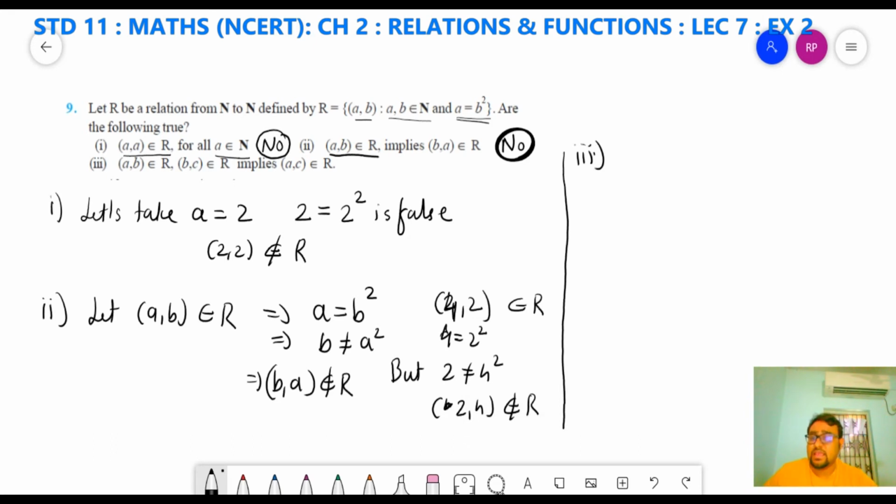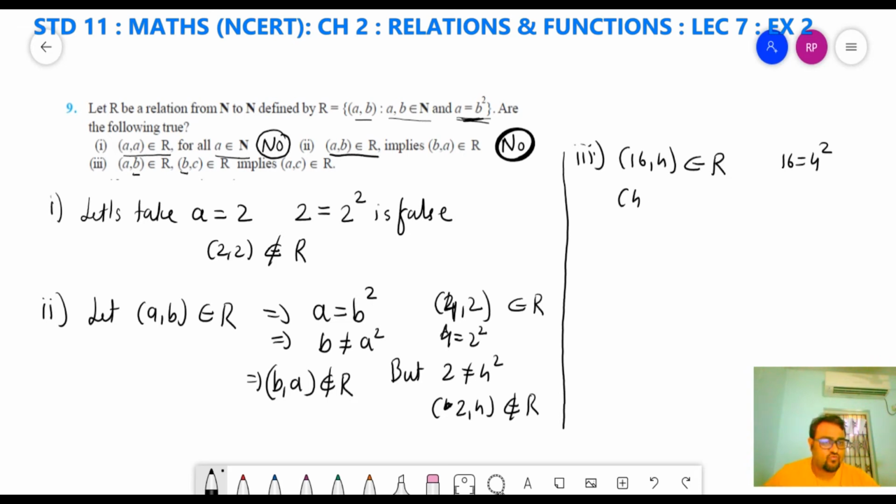We will take the example: (A, B) belongs to R, (B, C) belongs to R. Means this is satisfying. Here see these are common. Then (A, C) must belong to R. The question is whether (A, C) must belong to R. So if I take (16, 4), now we know that A, which is 16, is equal to 4 square. So it is satisfying this equation? Yes. So this is belonging to R.